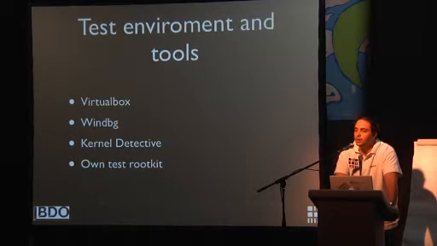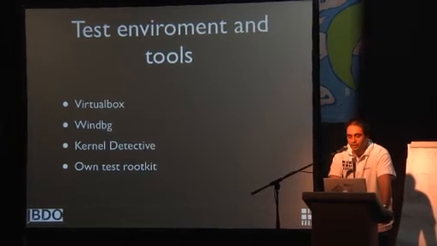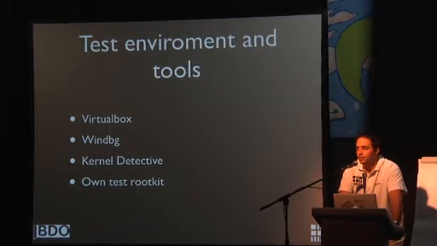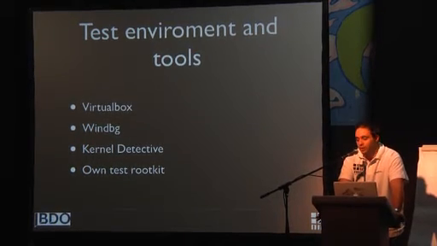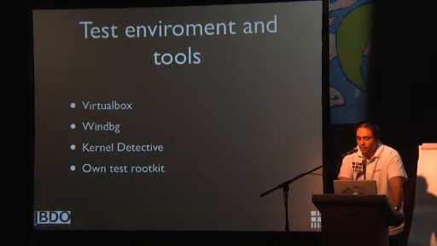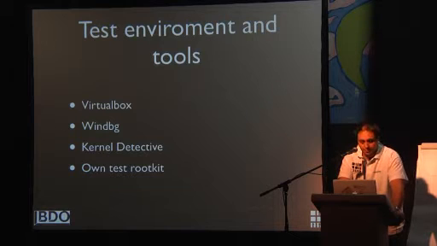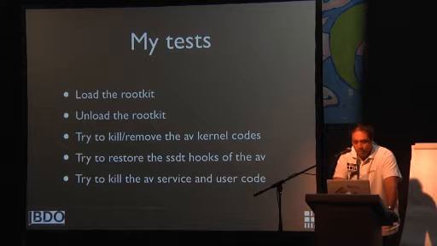Kernel Detective is a good old tool. We can monitor loops and delete drivers. Kernel detectives are used against rootkits, but here we will use them against antivirus products because they do not follow rules or standards. They work like rootkits. They do bad things. And there is an ARM test rootkit which is part of the test.